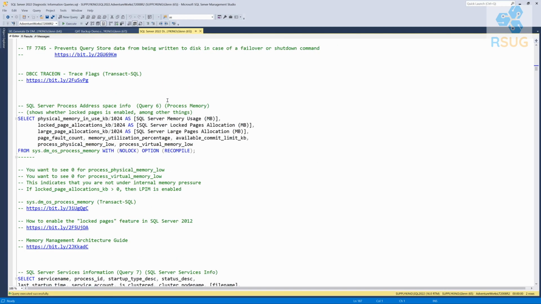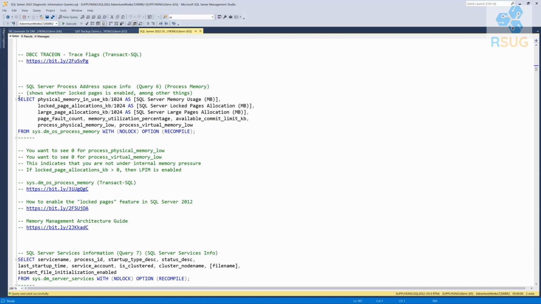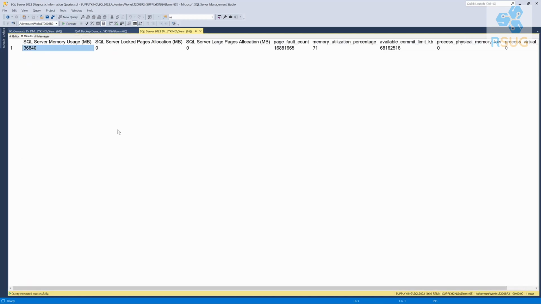So then the next one is process memory. And this is showing how much memory SQL Server is actually using, because you can't believe Task Manager. So this tells me I'm using about 36 gigs of RAM. And then this 0 right here tells me that lock pages in memory is not enabled. And that's on purpose, since this is my workstation. It's not a real database server. But if it was a real database server, I usually want to enable lock pages in memory. And this would show you whether it's enabled or not.